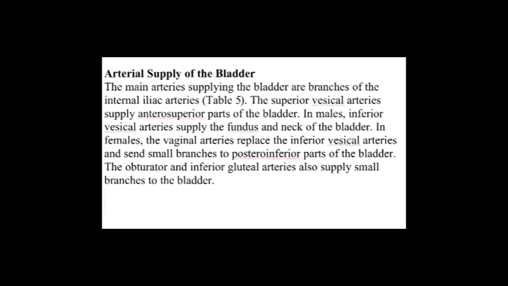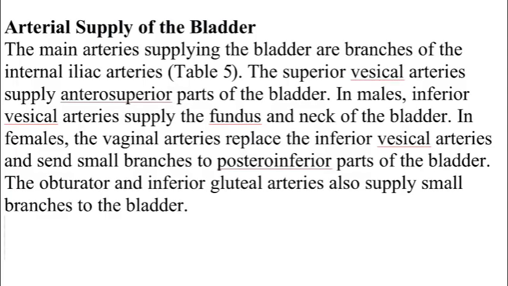The main arteries supplying the bladder are branches of the internal iliac arteries. You have the superior vesical artery supplying the anterior superior part of the bladder. In males, the inferior vesical artery supplies the fundus and neck of the bladder. In females, the vaginal arteries replace the inferior vesical arteries and send small branches to the posterior inferior parts of the bladder. The obturator and inferior gluteal arteries also supply small branches to the bladder.